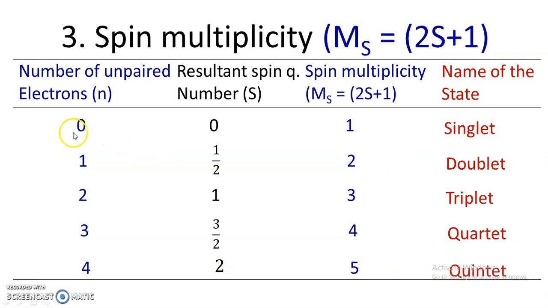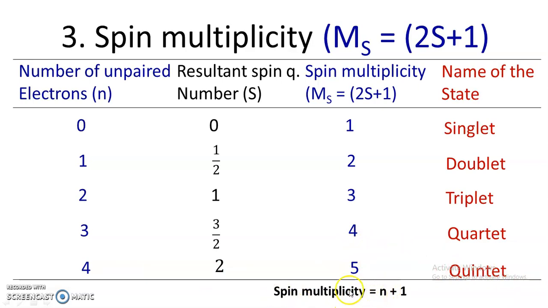It means when there is no unpaired electron, the name of the state is singlet. When one unpaired electron is there, it is doublet. When two unpaired electrons are there, it is called a triplet. When there are three unpaired electrons, it is called a quartet. And when there are 4 unpaired electrons, it is called a quintet.